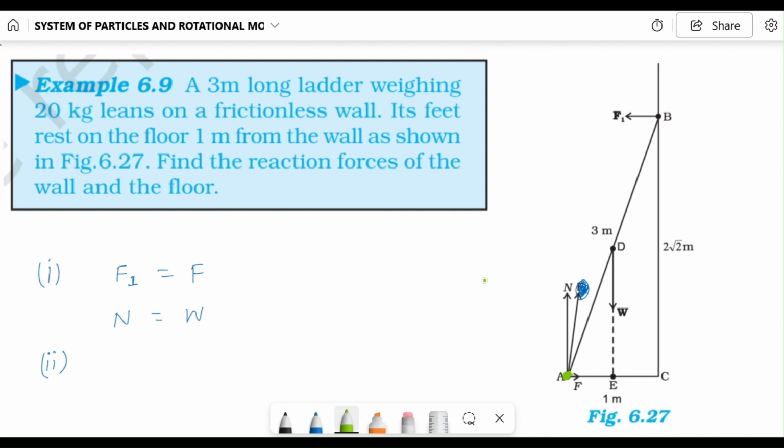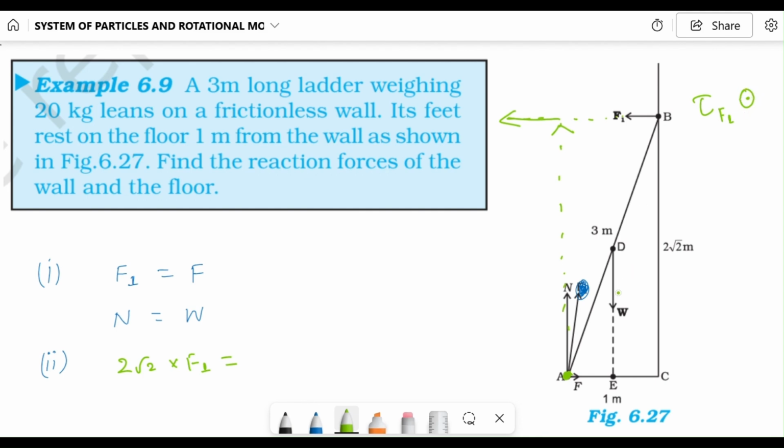Okay, now we can continue. If we are taking the origin or reference point here, we should know the perpendicular distance. Let's say this is the line of action for F1. So this will be the perpendicular distance, and this perpendicular distance we already have here. So it will be 2 root 2 times F1, and this should be equal to, because look, this is the position vector and this is the direction of force, R cross F. The torque due to this F1, or the moment of force at this point, will be directed outward.